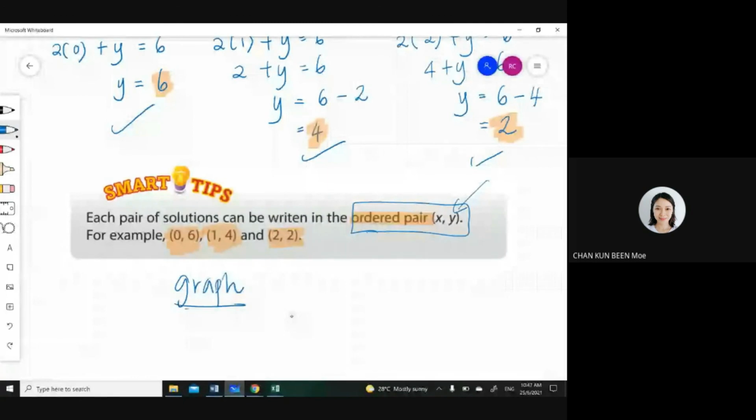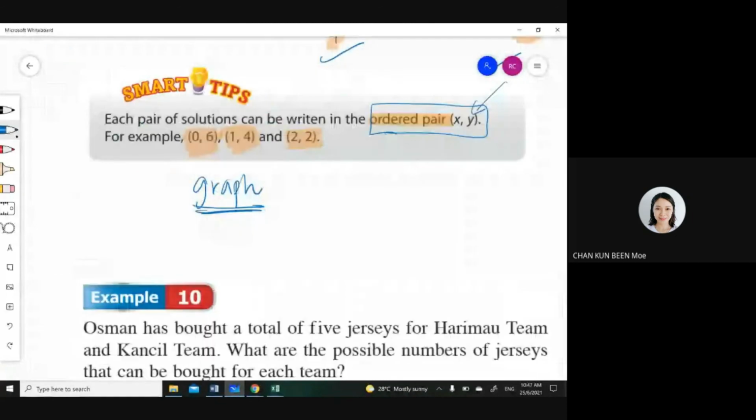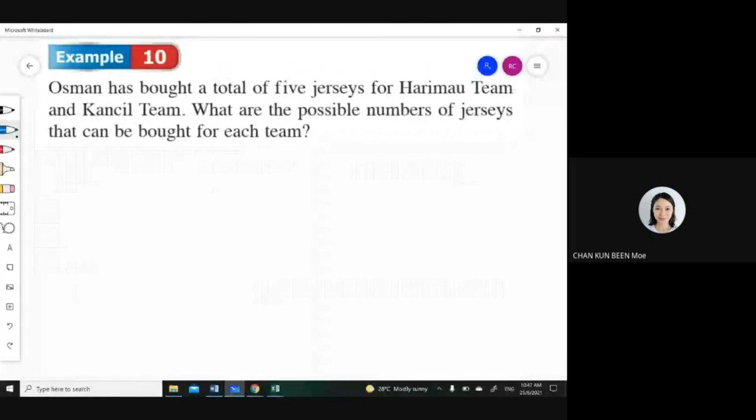Okay, we have one more question to go. So stay with me. One more question, example 10. Okay, this one. Osman has bought a total. So this word is important again, keyword over here. He has bought a total of 5 jersey for Harimau team and Kancil team. Wow. What are the possible numbers of jerseys that can be bought for each team?